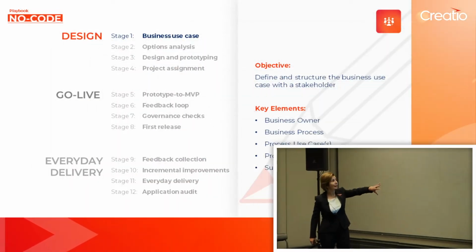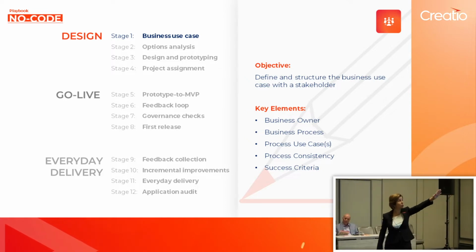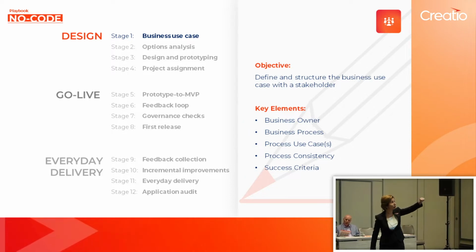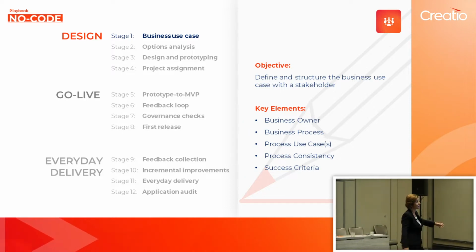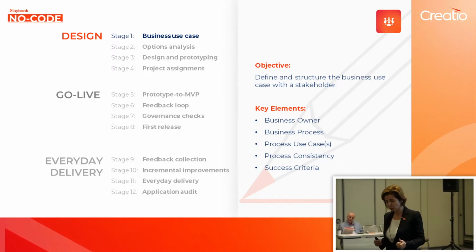Brilliant, brilliant. So here we have all 12 stages, ladies and gentlemen. We're at the design stage right now, and we have 4 sub-stages. We just discussed business use case and unlocked the options analysis. Let's move to the third one, design and prototyping. And let me ask you this question.